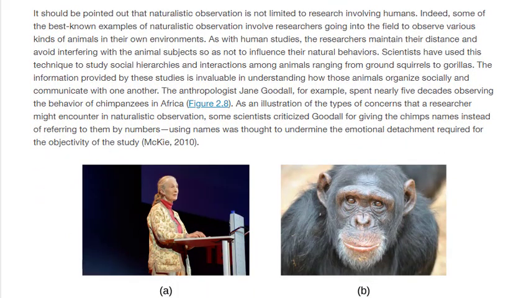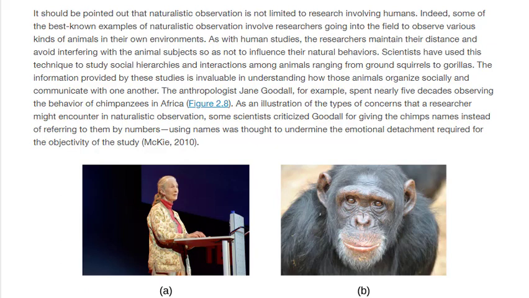It should be pointed out that naturalistic observation is not limited to research involving humans. Indeed, some of the best-known examples of naturalistic observation involve going into the field to observe various kinds of animals in their own environments. As with human studies, the researchers maintain their distance and avoid interfering with the animal subjects so as not to influence their natural behaviors.